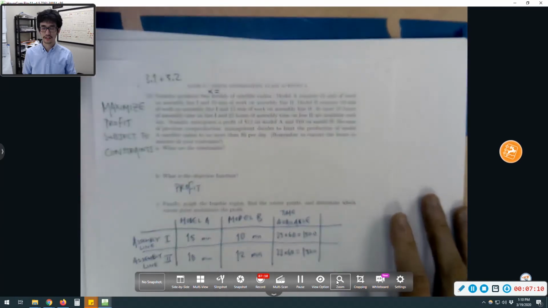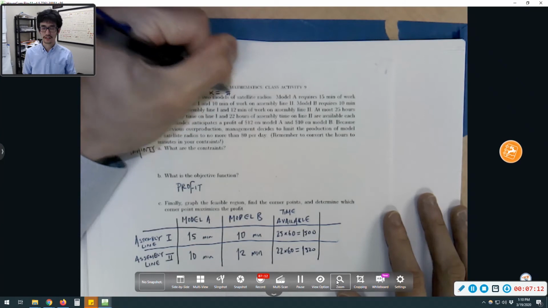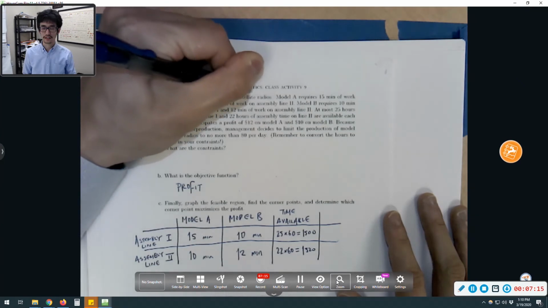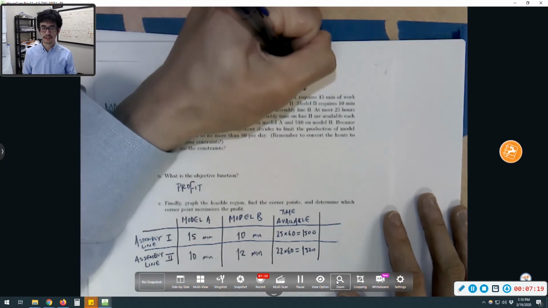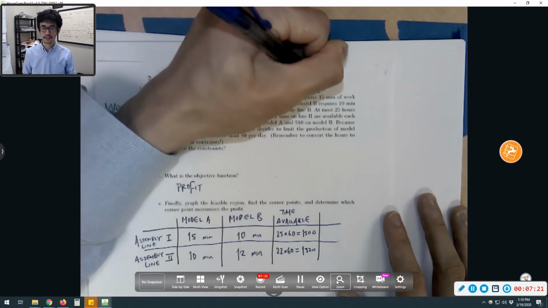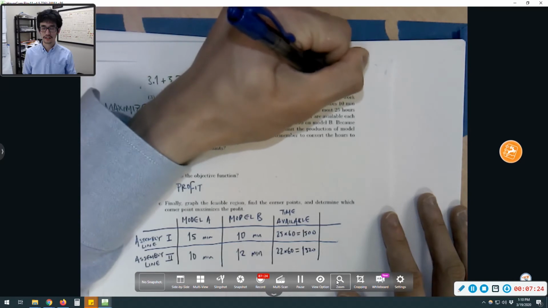Here, as we did yesterday, x is going to be the number of Model A radios, and then y is the number of Model B radios.